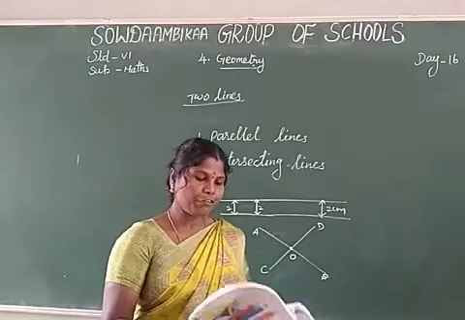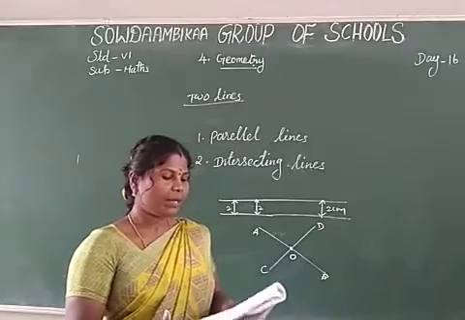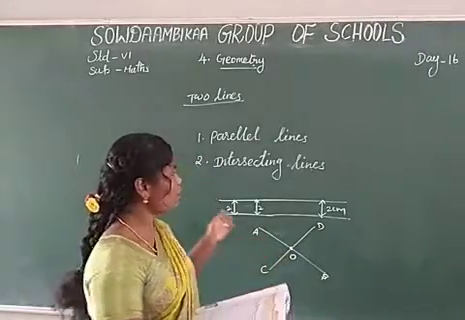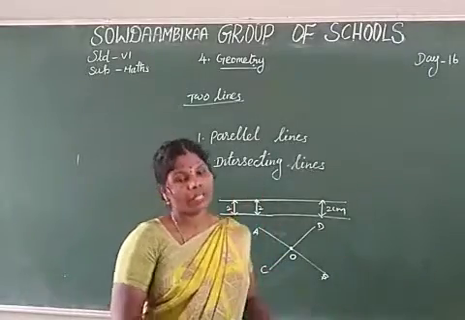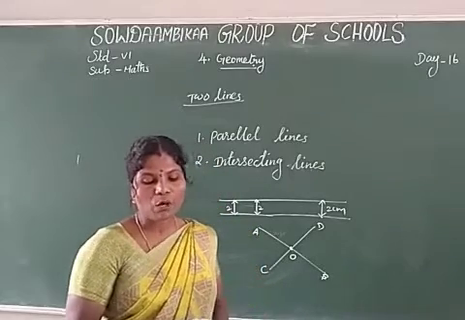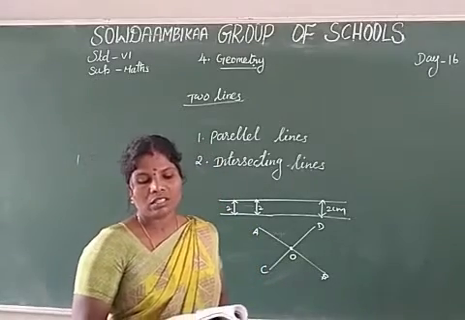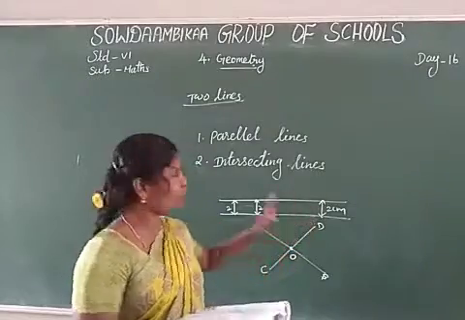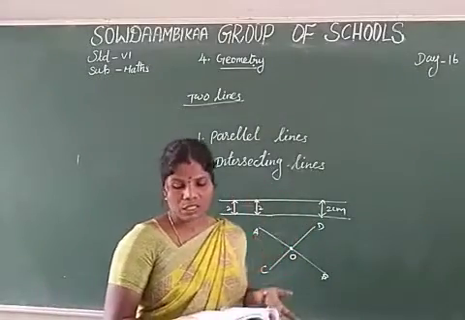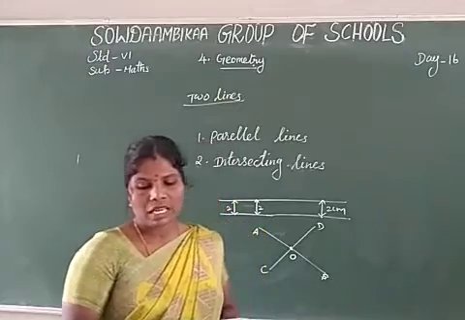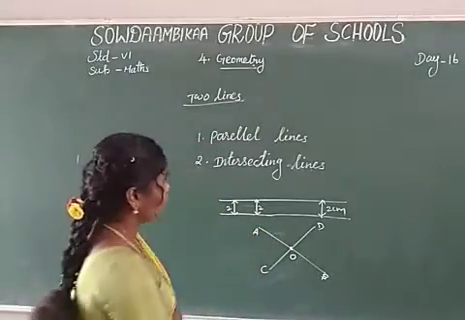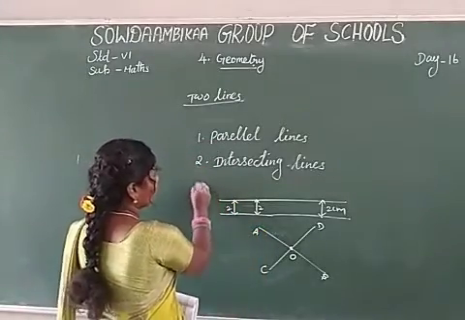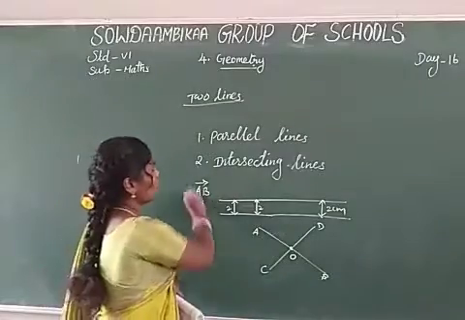Next, page number 85, rays. Next topic, rays. A ray means one starting point and no ending point. What about lines that end on one side but proceed indefinitely on the other side? One side has an ending point, the other side does not. We call them rays. The ray is denoted AB.